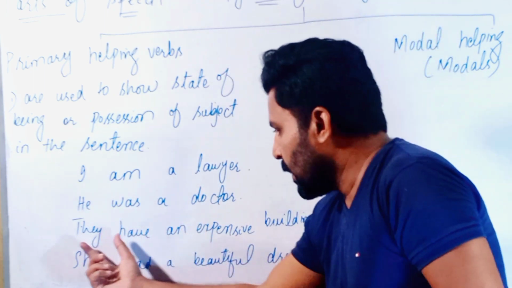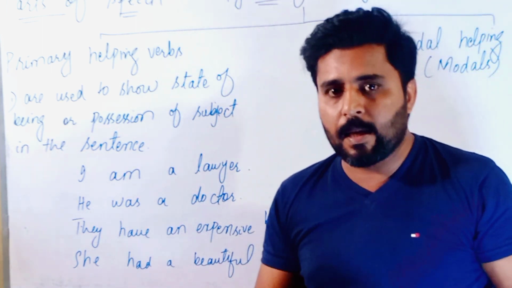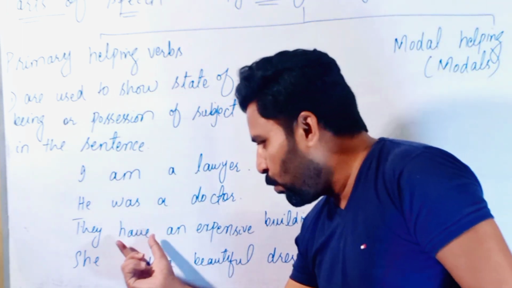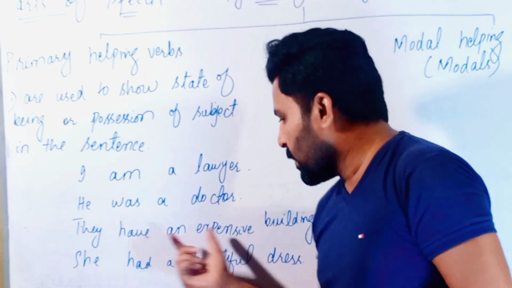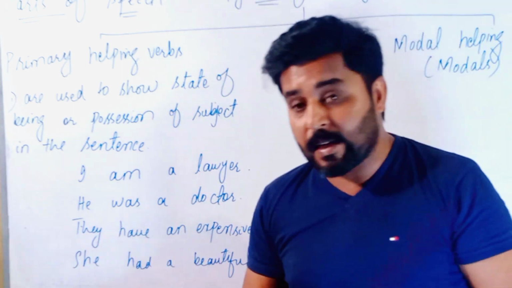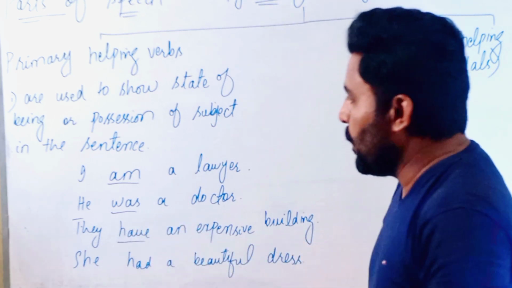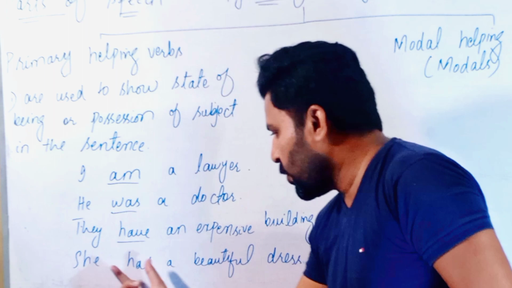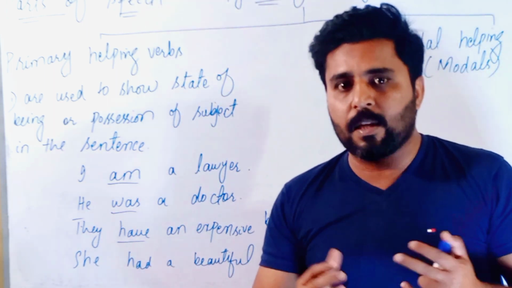In third example, they have an expensive building, कि उनके पास एक कीमती इमारत है. Now there is the sense of possession in this sentence. We have used helping verb have to show the possession of something with respect to the subject they. So here we have used primary helping verbs am, was, and have. And in the last sentence, she had a beautiful dress, कि उसके पास एक खूबसूरत लिबास था.